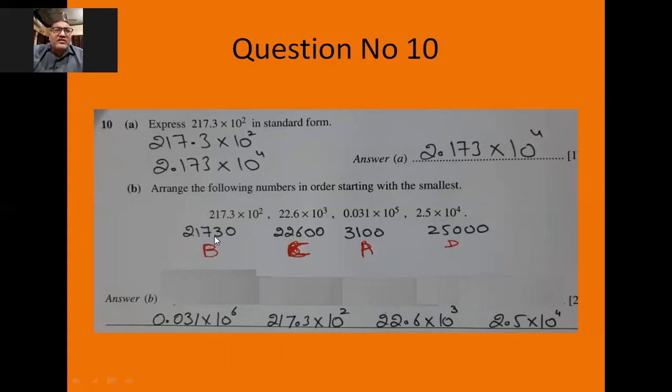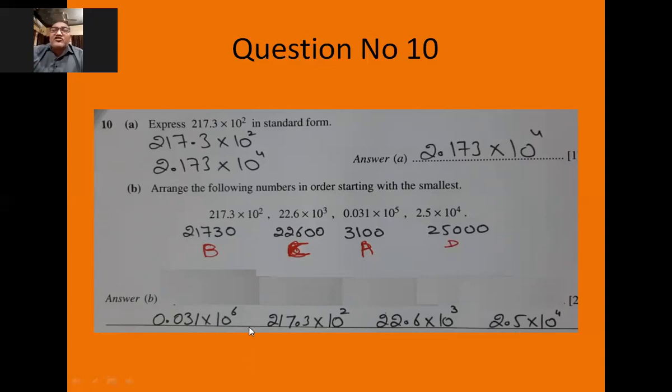So this is 21,730. This is 22,600. This is 3,100. This is 25,000. So the smallest of them is this one, which is 3,100. So this will be the first one. Then this is the 21,730. That will be the B position. And then the C, that's 22,600. And then this is the D, which is 25,000.